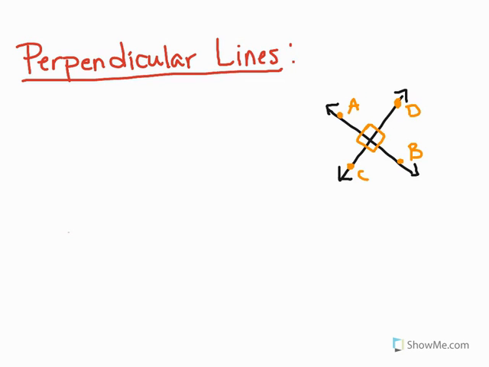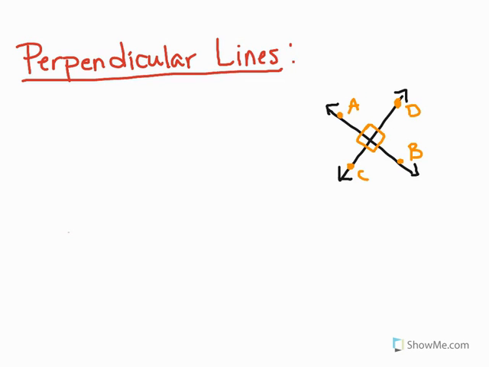So now let's take a look at perpendicular lines. So if you look over here to the side, I have two lines that are intersecting each other, and they happen to be intersecting each other at right angles. And we know that if we have two lines that intersect at right angles, they're called perpendicular.